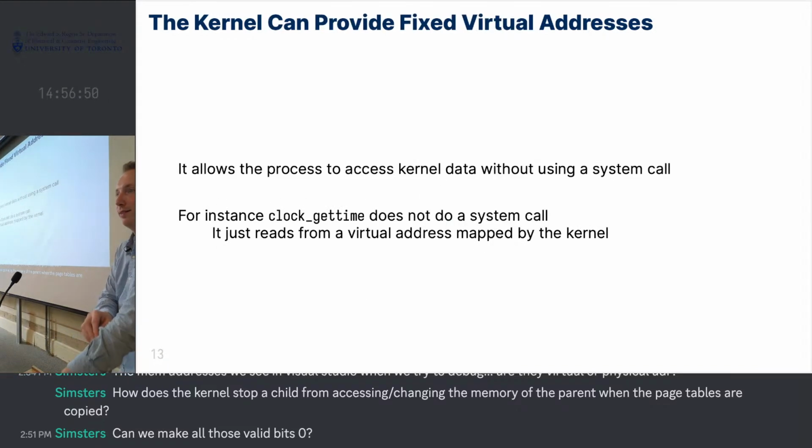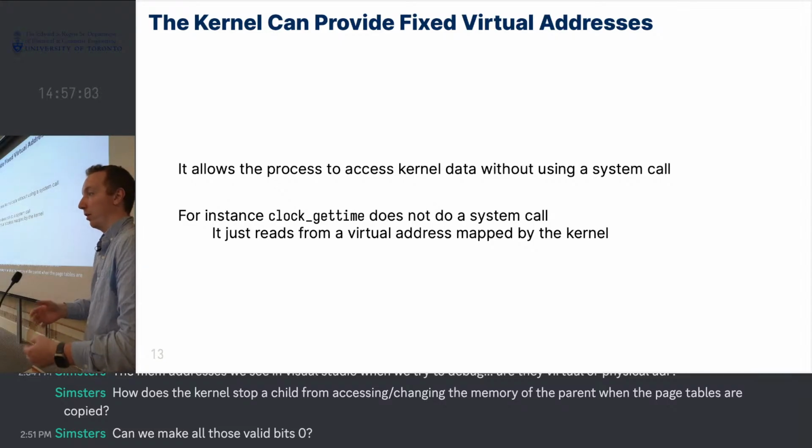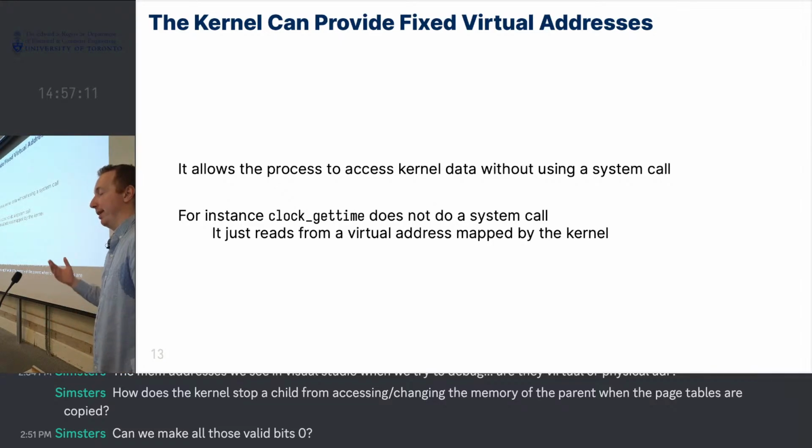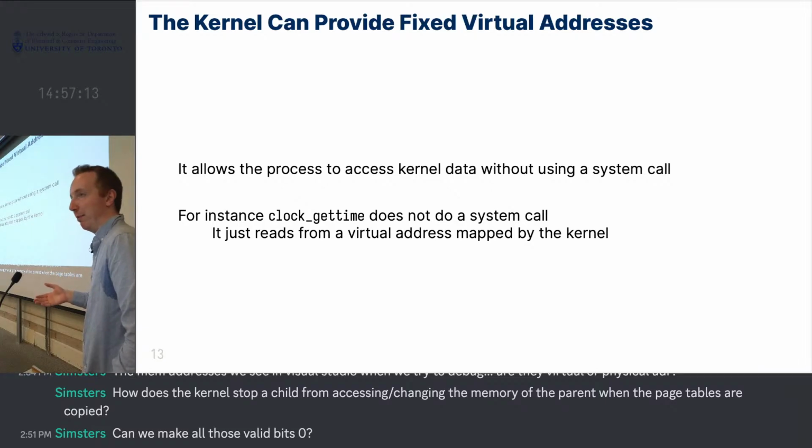So other fun things that the kernel can do because of virtual memory is it can avoid some system calls by providing some fixed virtual addresses. So for instance, there's a system call to get the current time on the system, and if that was a system call, that might be really, really slow. And really, if you only care about nanoseconds and something like that, the system call would take longer than what you're trying to time.